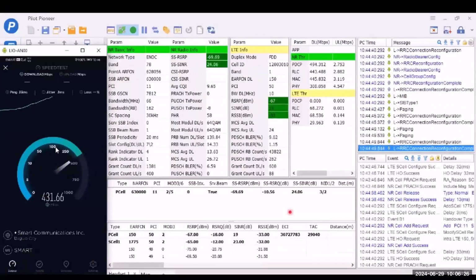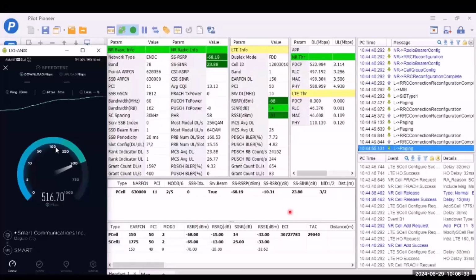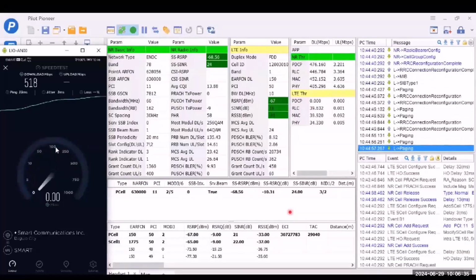So you will see that the upload and download are not equal. It is based on the settings of the network. It always depends on the settings of the network.